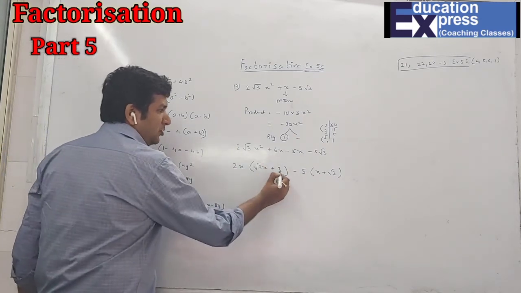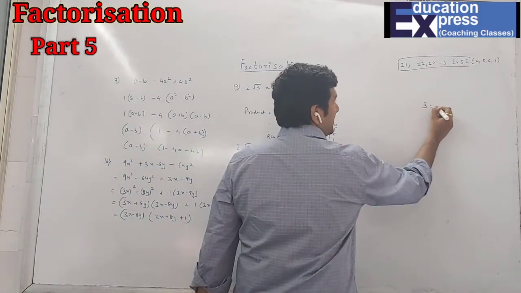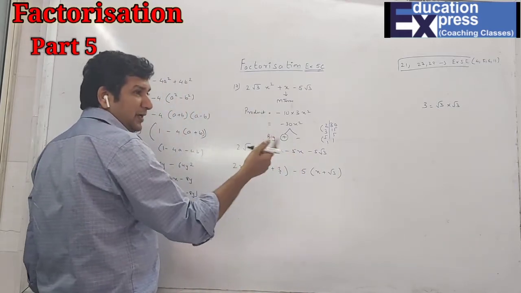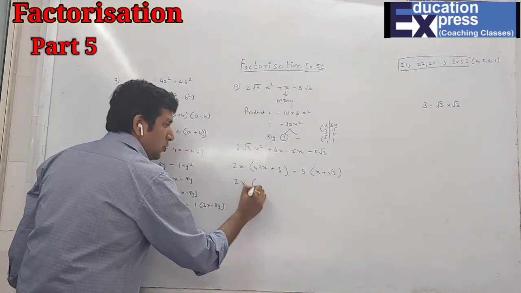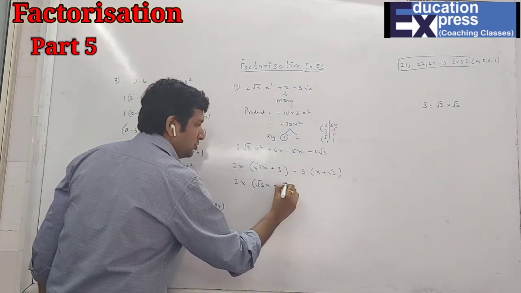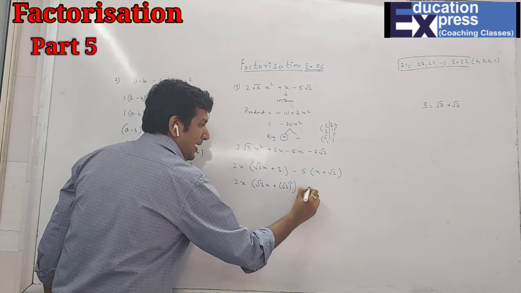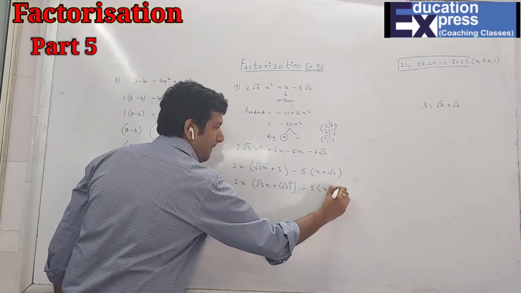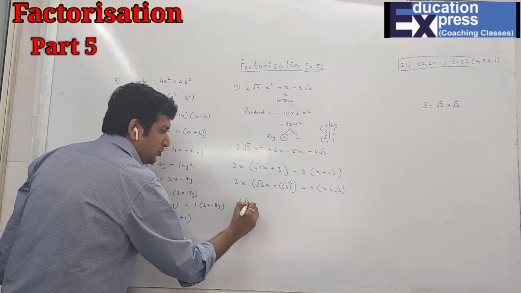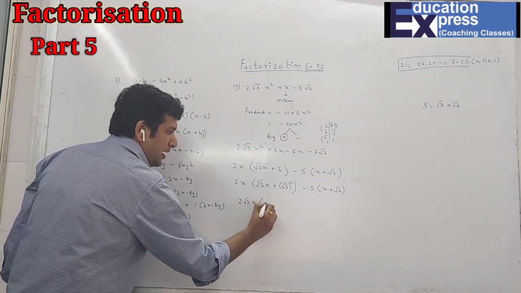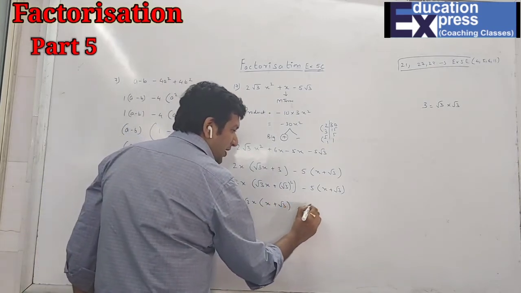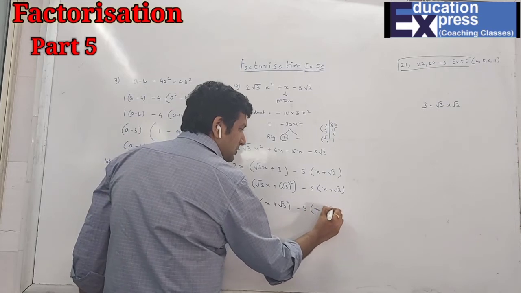Can I say that 3 is nothing but root 3 into root 3? So instead of 3, can I write root 3 into root 3, that is root 3 ka square. So here this will come as it is, and instead of 3, I write root 3 ka square, and this will be as it is. So now can you see that again in the bracket root 3 also is common. So if I take root 3 as common, what is left? x. 1 root 3 is out, 1 root 3 is yet left. Minus 5 x plus root 3.